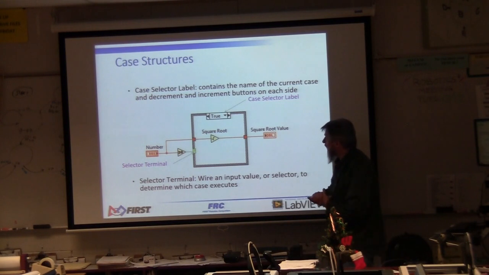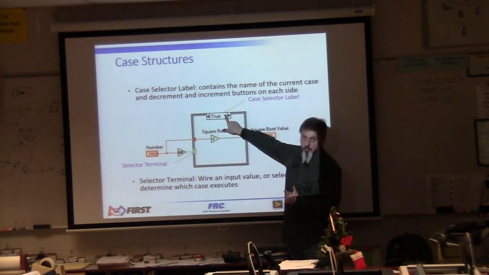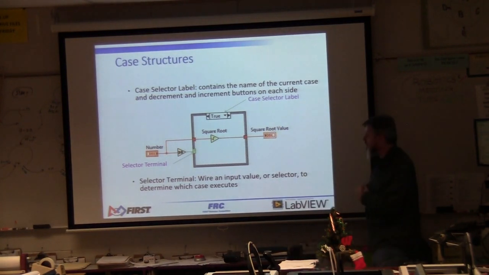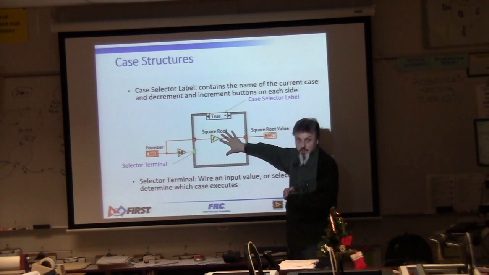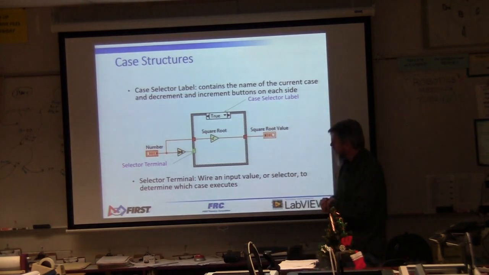So, parts of a case structure. Up here is the selector label. You'll click on this little black arrow and it will give you a menu of every single case that you can choose. And when you choose that, it will bring in the code space for that selected item. We have our selector terminal.